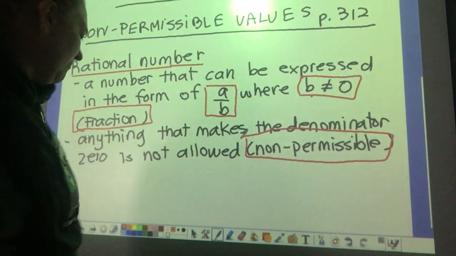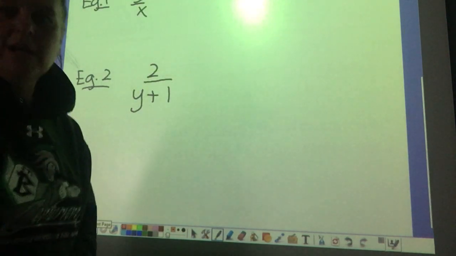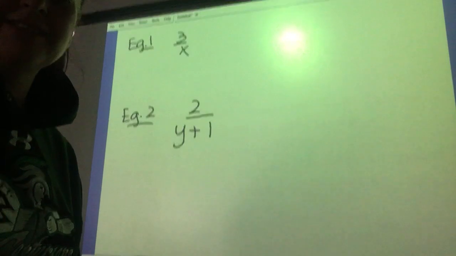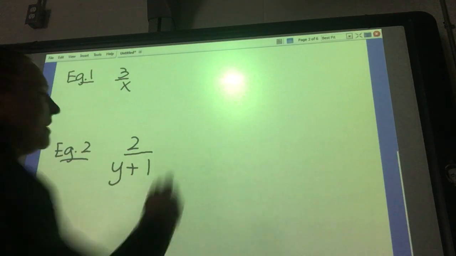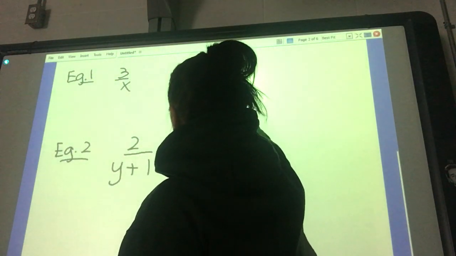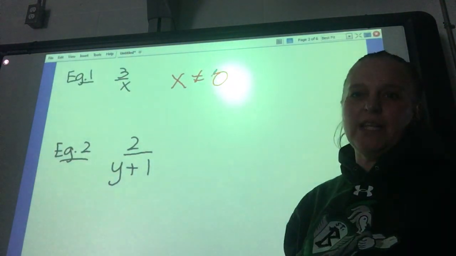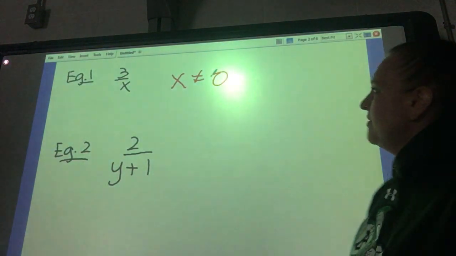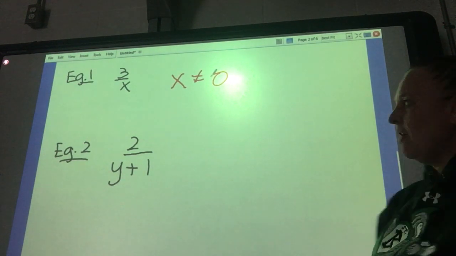Okay, so let's give it a try. We'll try a few examples together. The first one, I don't know if you can see this in the video. Let's see how this goes. First example, 3 divided by x. This is a pretty simple one. x cannot equal 0. That one we get the answer just by looking at it. We don't have to do anything. You can't divide by 0, so anything that makes the denominator 0 is not allowed, so x can't equal 0. Okay, that was pretty easy.